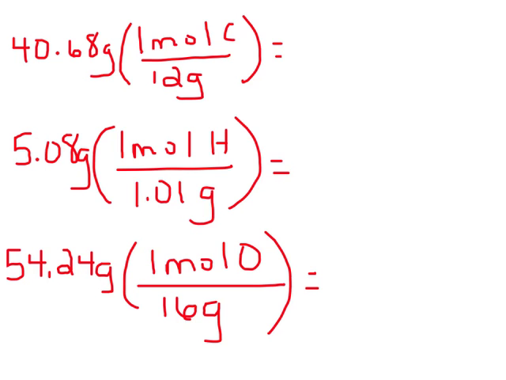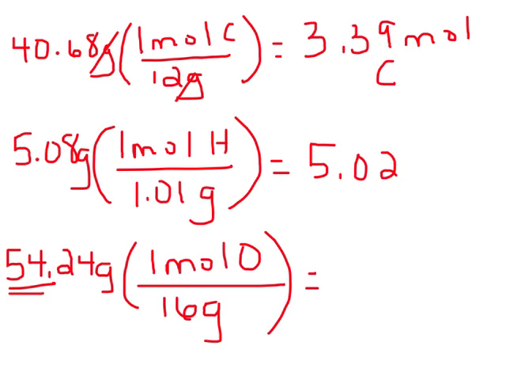So just note that I copied the problem down wrong. It should read 54.24 grams of oxygen, not 50.24. All right, so I set up my calculations to turn my grams into moles. So 40.68 divided by 12 on my calculator gives me 3.39 moles of carbon. Okay, 5.08 divided by 1.01 grams gives me 5.02 moles of H. And last but not least, oxygen. I take 54.24 grams divided by 16 on my calculator, and I get 3.39 moles of oxygen.